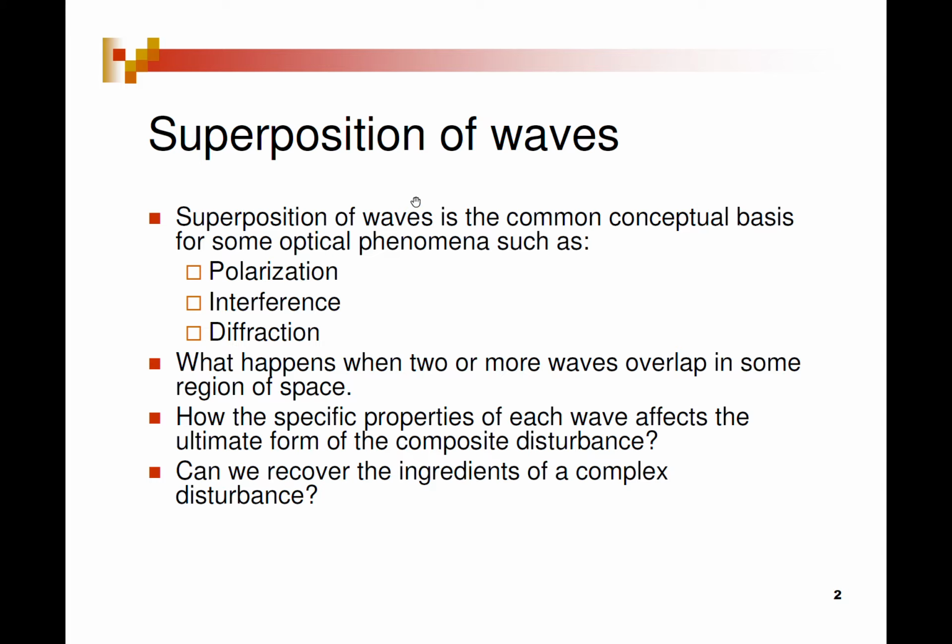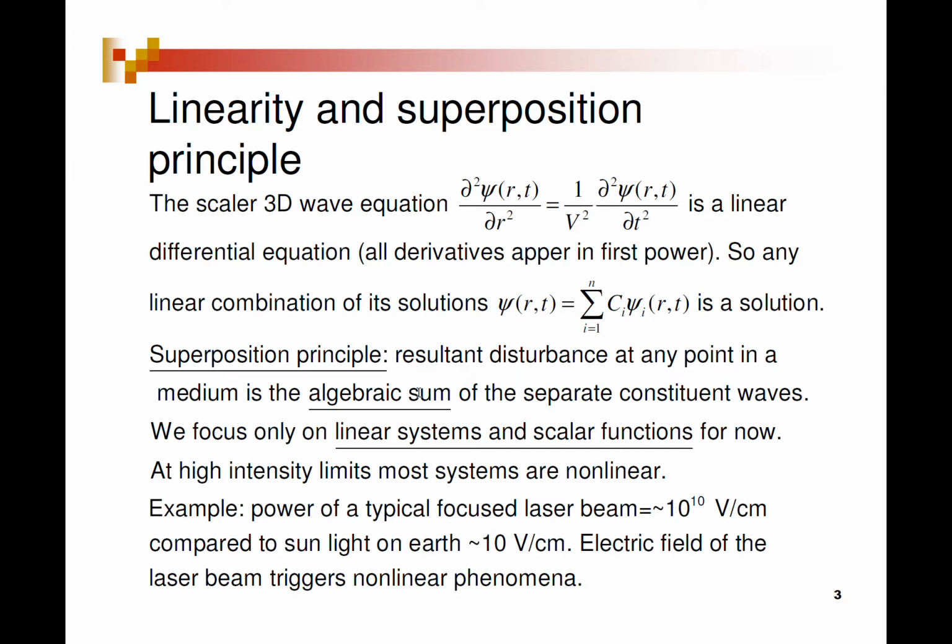So superposition of waves is the common conceptual basis for interference and diffraction as well as polarization optics. The question is, what happens when two or more waves overlap in some region of space? So that's the very important question we are going to discuss.